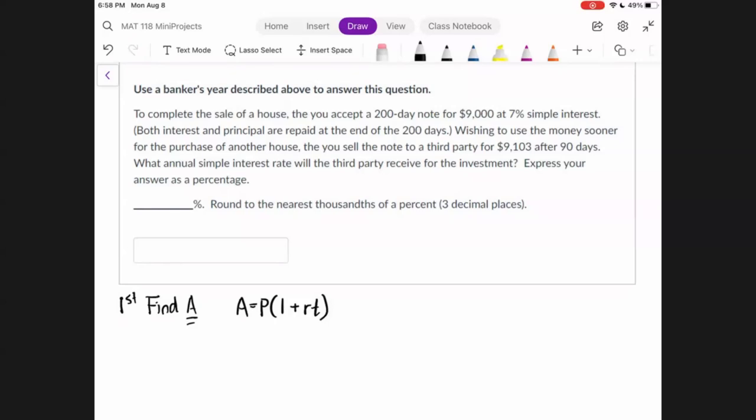We can mark in our problem that this would be our R, and this would be our T. So it would be 200, remember, over the banker's year, 360. If T was 1, then it would be a full banker's year, but T would be that fraction. So let's find out what our A is. Let's plug everything in.